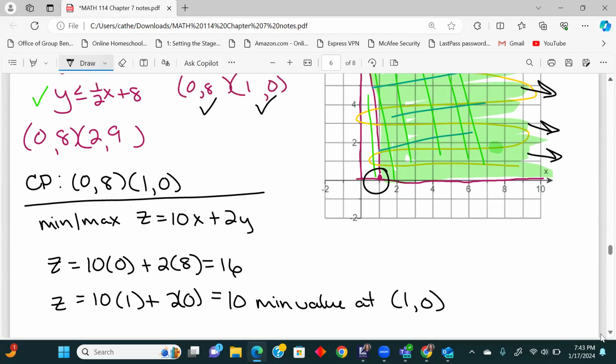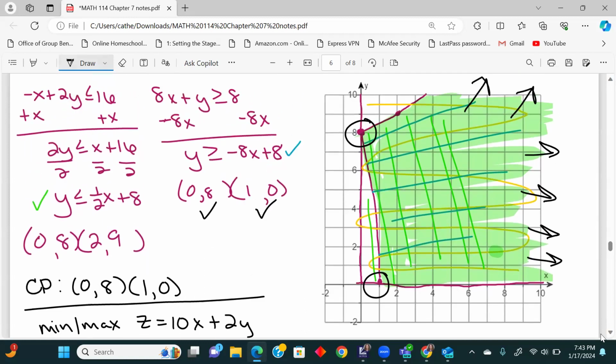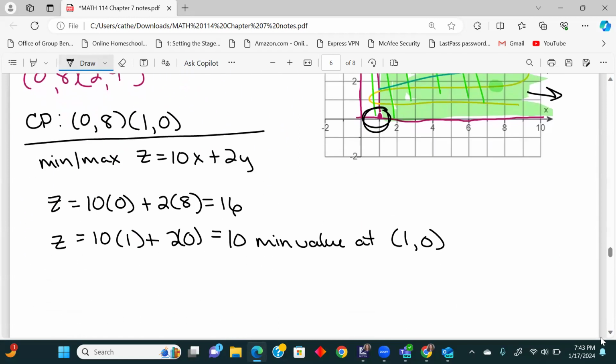We don't have a max value here because this keeps going on and on to infinity. So we can't put a number on that. We do have an absolute lowest point. There are points that are higher than this that are up in here. So we don't have a max value. And that is the end of section 7.2.